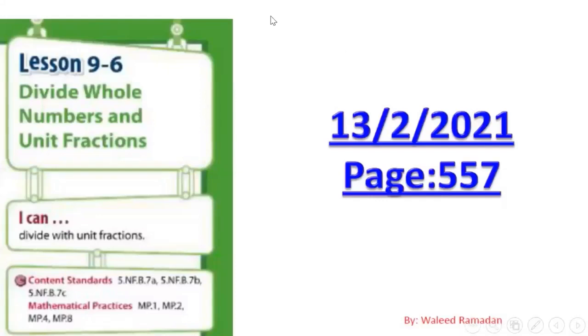Here we are in lesson 9.6, divide whole numbers and unit fractions. Take care of this word, please. It is "and", not "by". That will give us a special meaning. I will mention that at the warm up at the beginning of the session. We are in 9.6 on page 557. Today is 13th of February 2021.